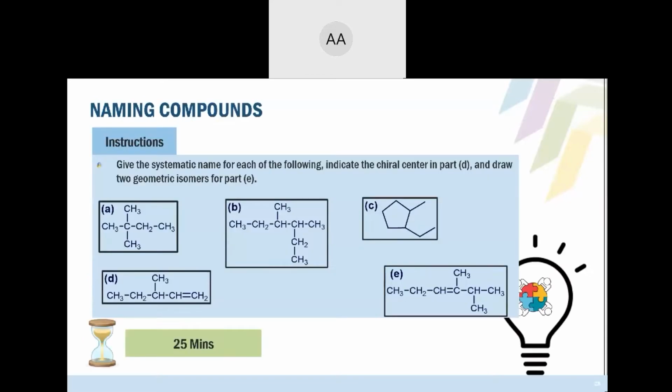So, let's do a quick activity now. You have 5 different compounds there. You've got your learner guide with the rules for naming organic compounds in there. And what I would like you to do, as per the instructions, is give the systematic name for each of the following. And for D, indicate what the chiral center is. And draw 2 geometric isomers for part E.